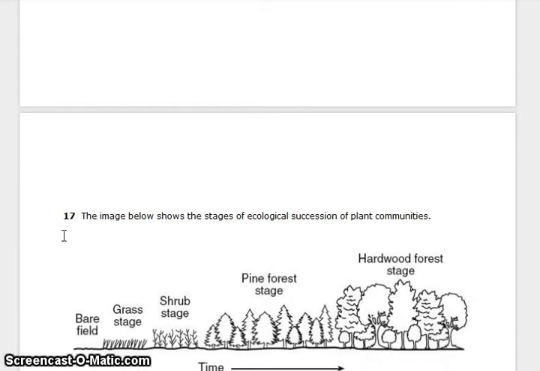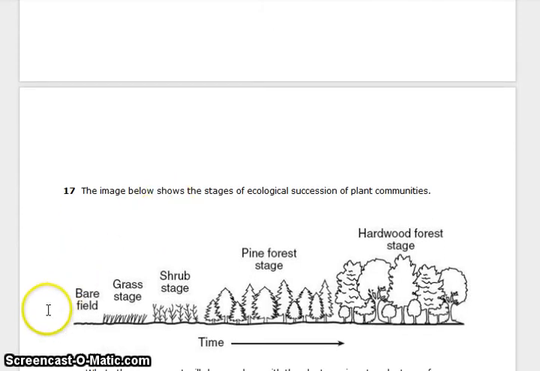17. The image below shows the stages of ecological succession of plant communities.